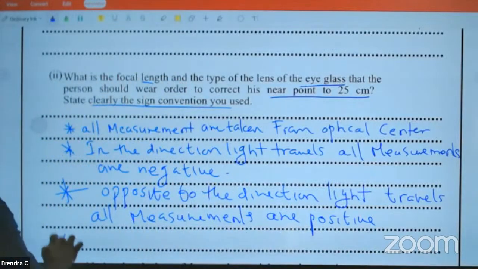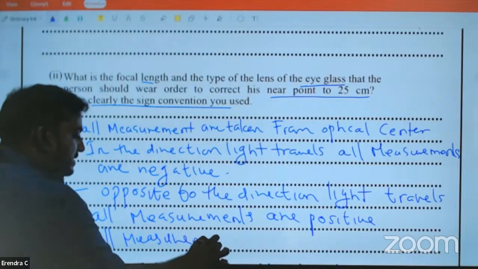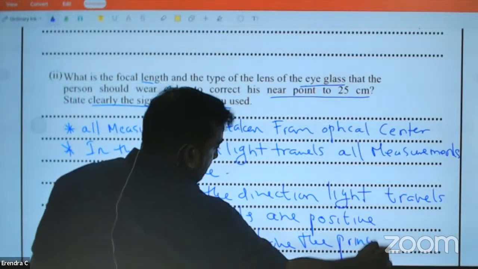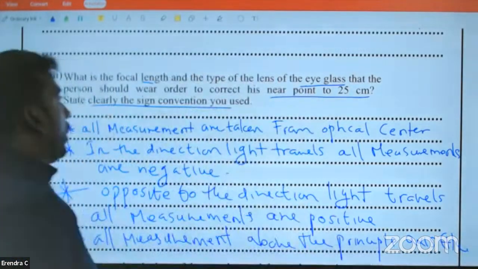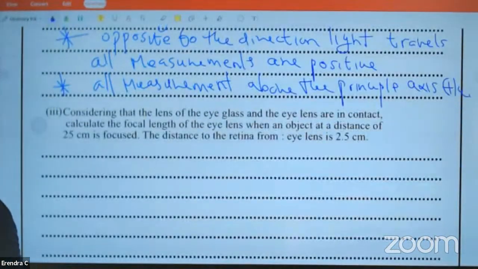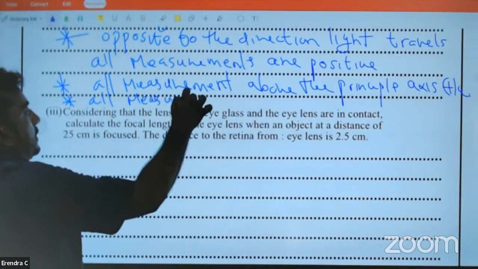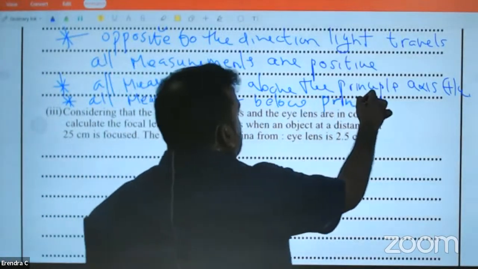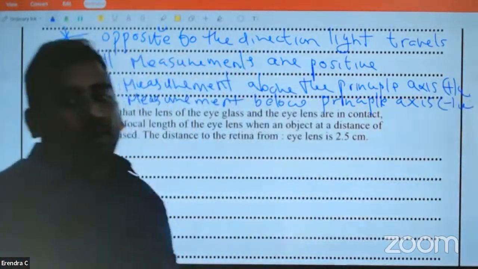What else? All measurements above the principal axis, positive. All measurements below the principal axis, negative.